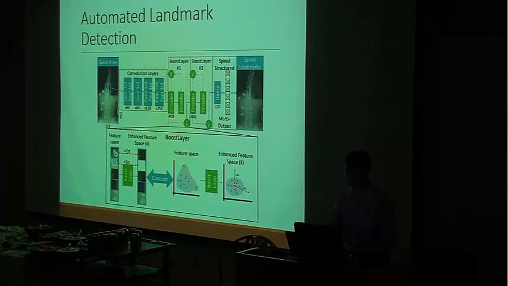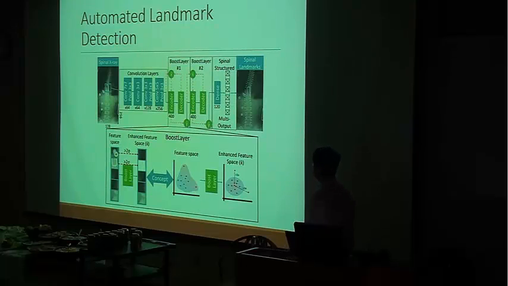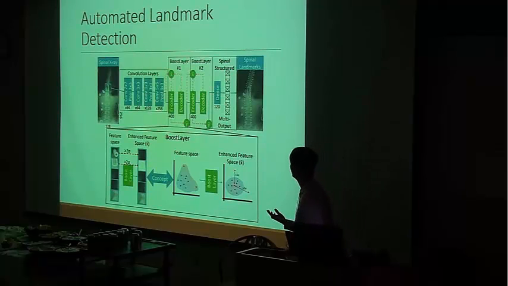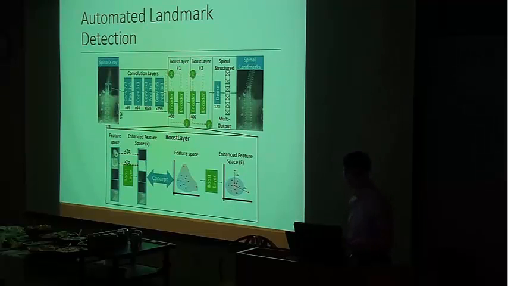And putting everything together, we have this framework. Since we're dealing with images, I've used a few layers of convolutional layers to capture the particular spinal features of the X-ray images, and then use boost layers to selectively boost relevant features. And after that, applying the spinal structures output layer to have some type of constraint as prior.